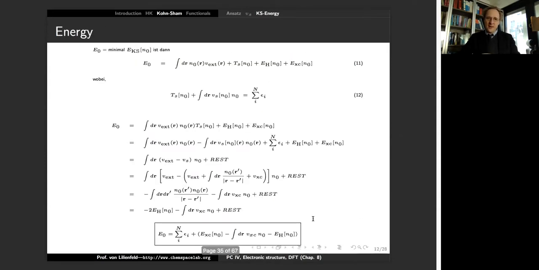And so this is then how you see your energy. Your energy is the sum over the eigenvalues, and then you have this whole bunch of terms, so the difference between the exchange correlation potential and the exchange correlation energy, and a double counting Hartree term, which you have to subtract.